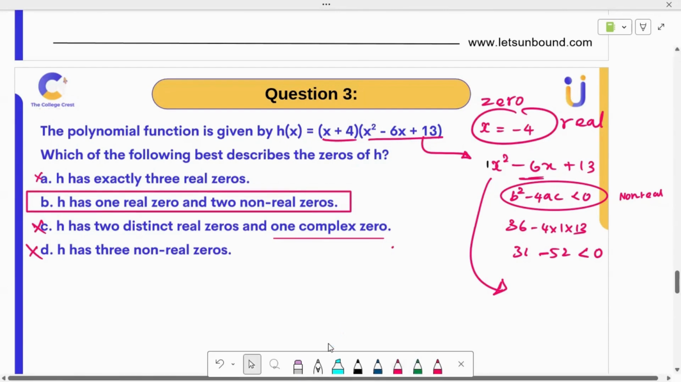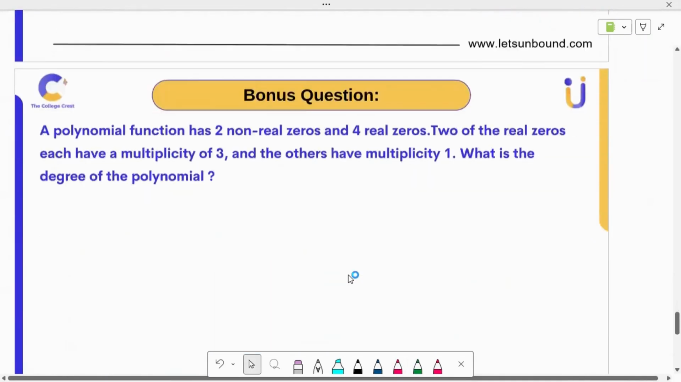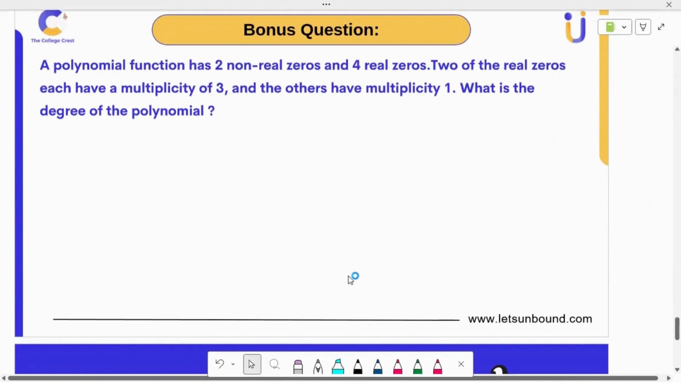Right? Yes. And now into the bonus question. A polynomial has 2 non-real zeros and 4 real zeros. Two of the real zeros have multiplicity 3 and the others have multiplicity 1. What is the degree of the polynomial? So very simple concept. Solve this and give your answer in the comment box.